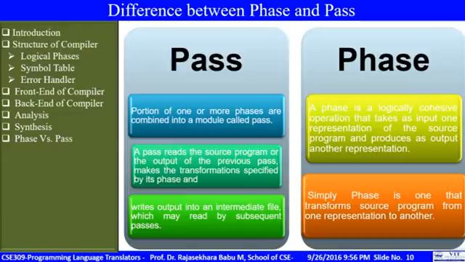A pass is a portion of one or more phases combined into a module. A phase is a logically cohesive operation that takes input in one representation and produces output in another representation. So these are the various differences between pass and phase.